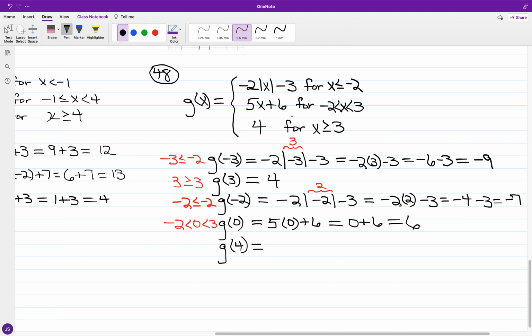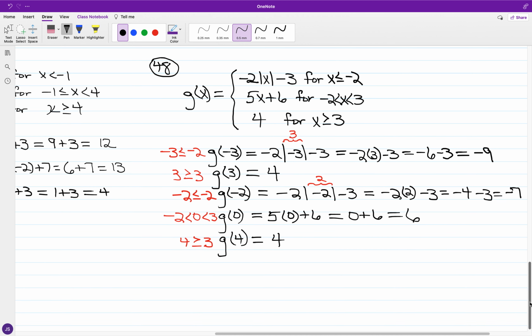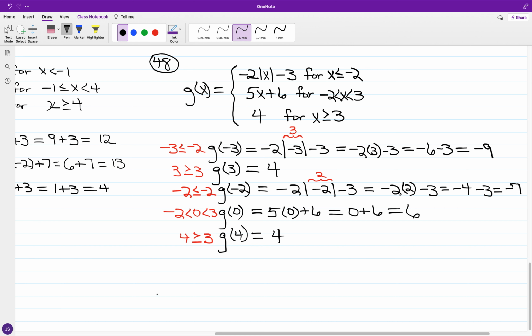Now for g of 4, okay, and 4 is greater than 3, and so again, 4 is an input that is at least 3 or greater. And so for the output, okay, you have the history of case number 2 revisited, and g of 4 is equal to 4.